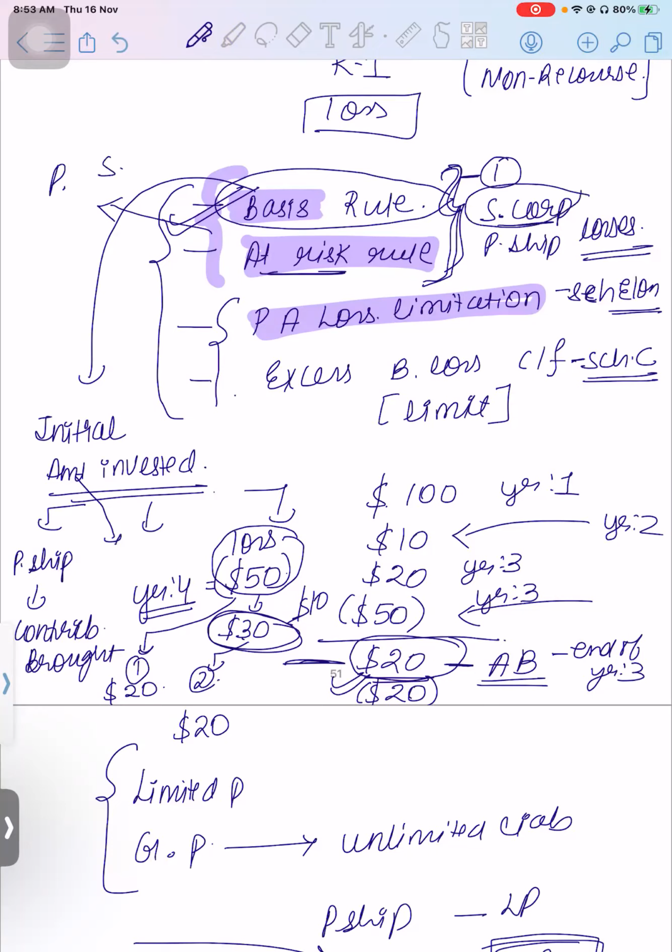In S Corp also, you will check that only the basis rule will apply. The at-risk rule will not apply. In an S Corporation, you might have seen that no one is going to have unlimited liability. Unlimited liability occurs only in the case of a partnership firm, and that too in the case of a general partner. So S Corp will apply the basis rule, and whatever is remaining will get carried forward.